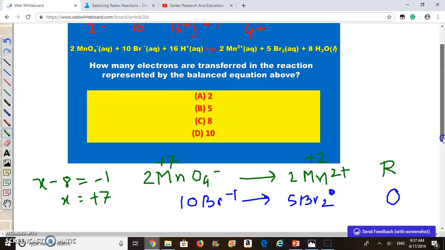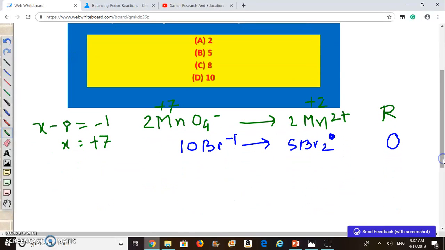Now let us just balance it in order to get the balanced equation as mentioned in the question, and in doing so we will get to know how many electrons have been transferred. So first let me write down 2 MnO4 negative.